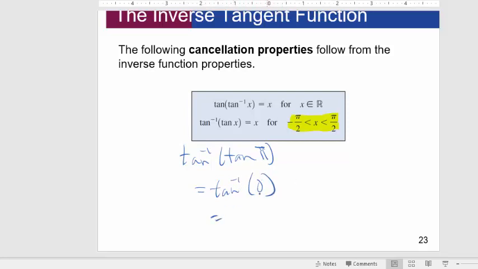But the inverse tangent of 0 now, this is asking for the angle between negative pi over 2 and positive pi over 2 that has a tangent of 0, and it's not pi, it's 0, right? So the inverse tangent of the tangent of pi is not pi, it's actually 0. So that's where this doesn't hold, and that's why you have to make sure that x is between negative pi over 2 and positive pi over 2.